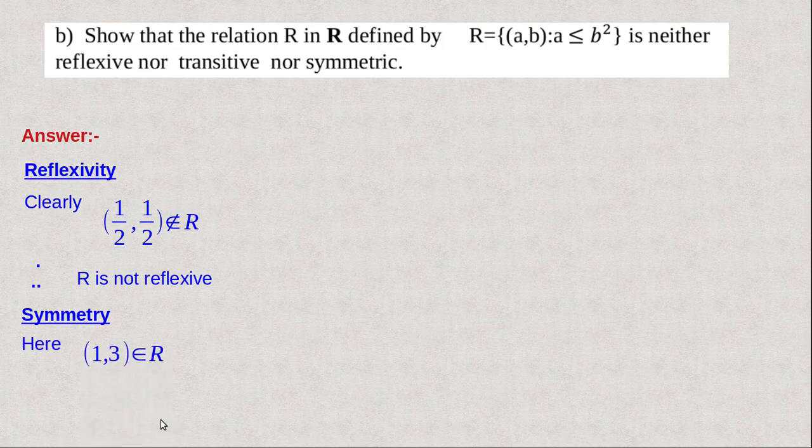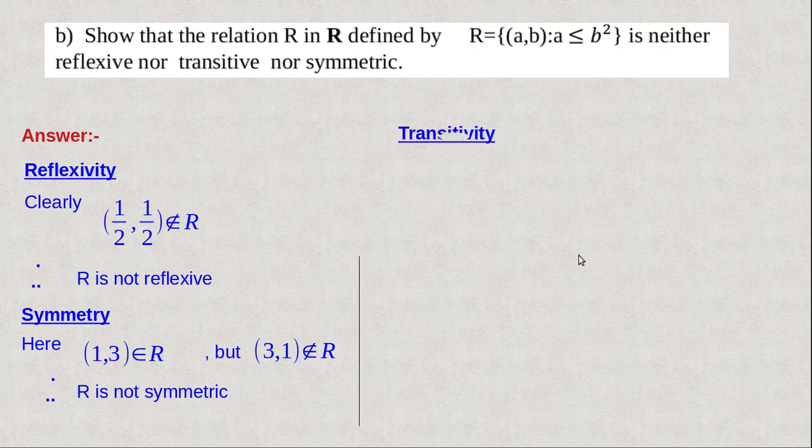For example, (1, 3) belongs to R, since 1 is less than 3 squared, which is correct, but (3, 1) does not belong to R, since 3 less than 1 squared is false. Therefore the relation is not symmetric. Very easy, no need of further explanation. What about the transitivity? A little bit difficult.